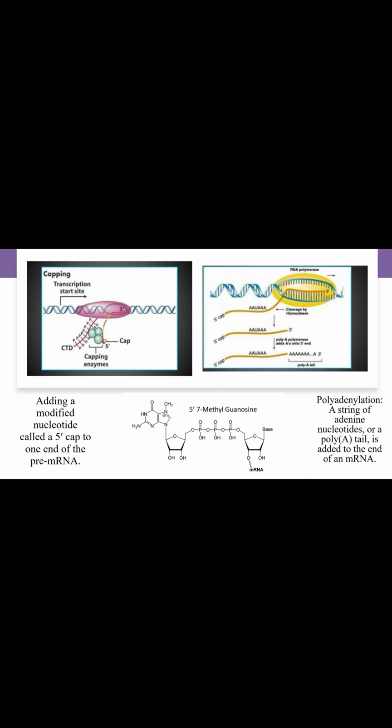This poly-A tail is also used for recognition by the ribosomes. When they are released into the cytoplasm, they are recognized by the ribosomes, and the cap and tail also prevent degradation by the exonucleases.